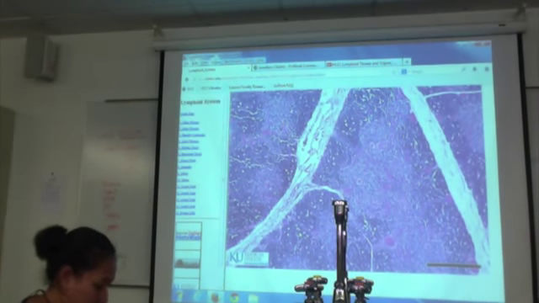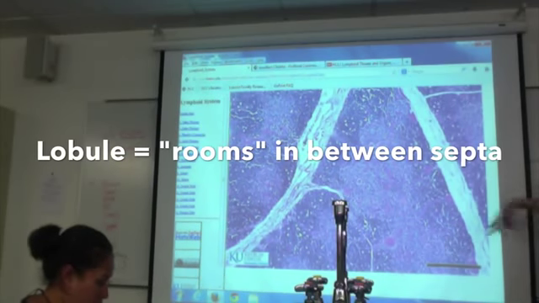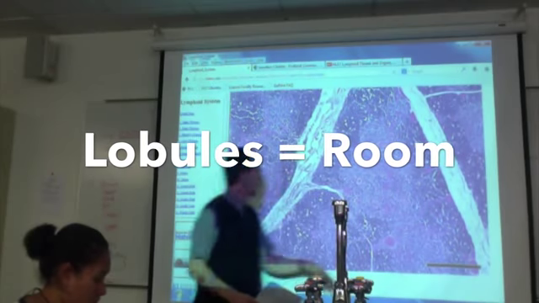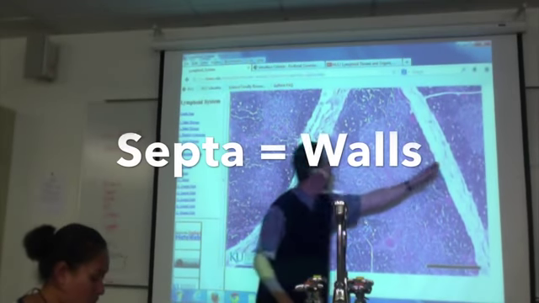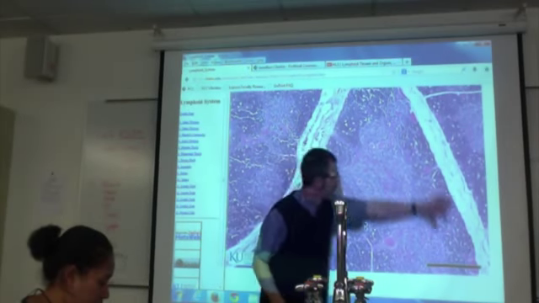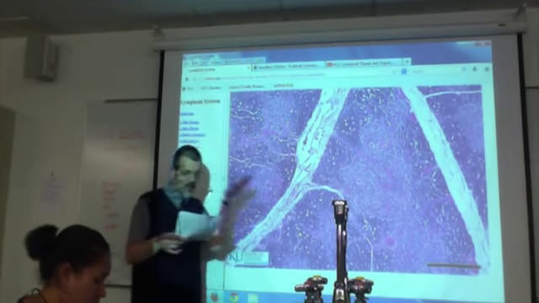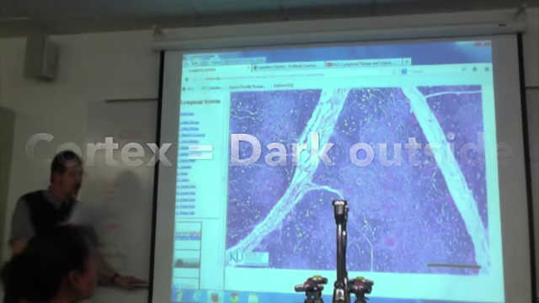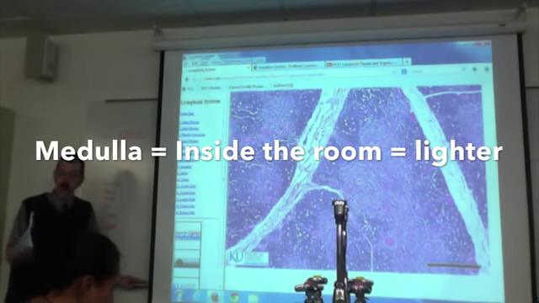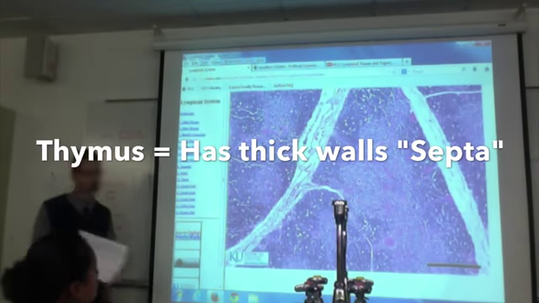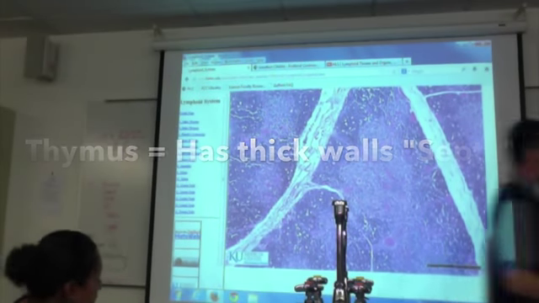What do you call the room there between the white lines? That's a lobule. So this is a lobule, aka room. These are the walls, aka septa. And if you look carefully, you'll notice that there's a dark outside and a lighter inside. What would you call the outside of the room? Cortex. What would you call the inside of the room? Medulla. How about that? It's a lymph node with walls. It's the same language. But you notice that the walls make it distinctly a thymus.